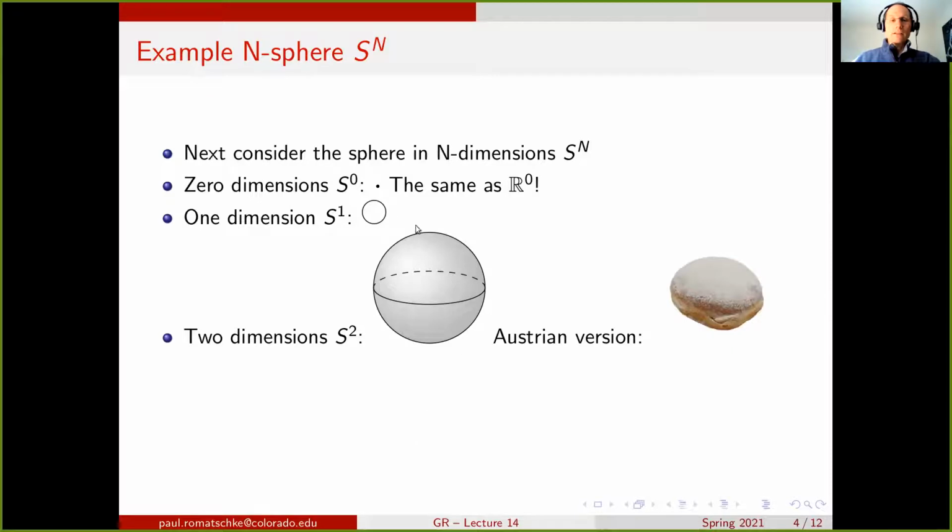I should say that there is an Austrian version of S^2 that is depicted as this symbol here, and that is known as a Krapfen. It comes in handy in the carnival season in Austria, and it's jam-filled and very tasty.